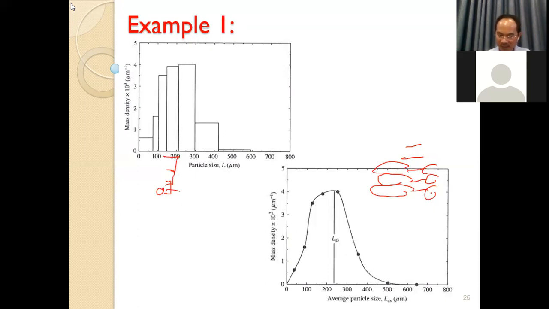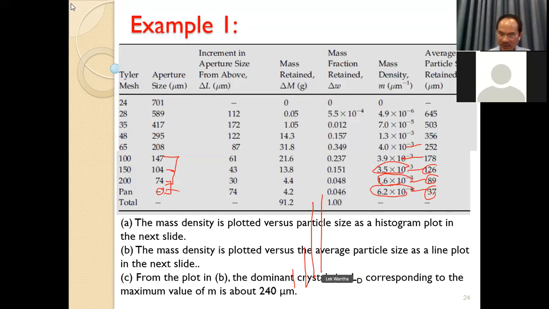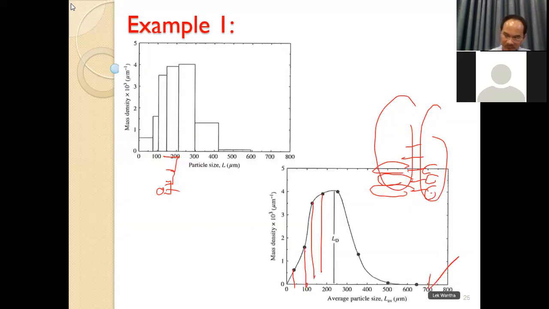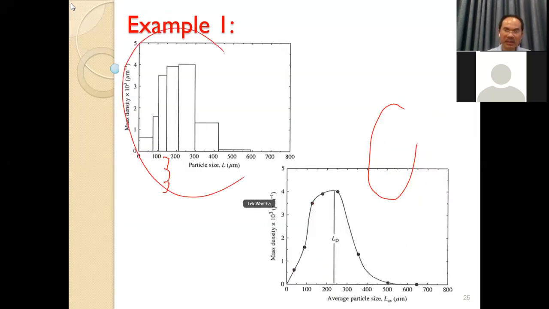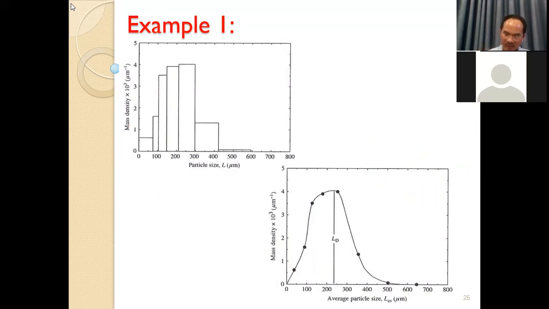And also you can plot against the average size, from this and this, and you get this curve. We call the first the histogram and this one the line plot, plotted with the average and particle size. And then you can determine the dominant size, the maximum. This is the maximum point, the maximum size possible.